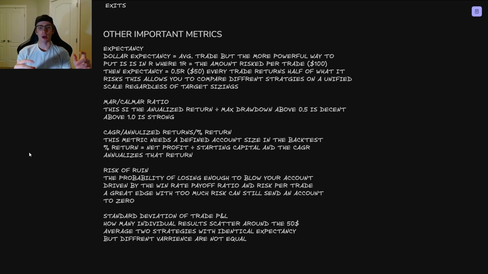So your MAR or CalMAR ratio, so this is an annualized return divided by max drawdown. So above 0.5 is decent and above 1.0 is strong.